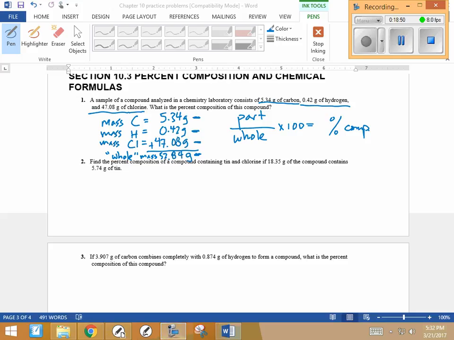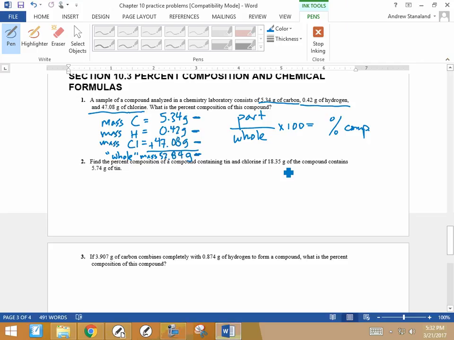Okay, on this one, they gave us the whole right here, 18.35 grams of the compound, and it contains 5.74 grams of tin. It's made of tin and chlorine, so how do we find chlorine? Well, we subtract the tin part from the whole part. That'll give you your parts and wholes, and then you just use part over whole times 100 equals your percent.